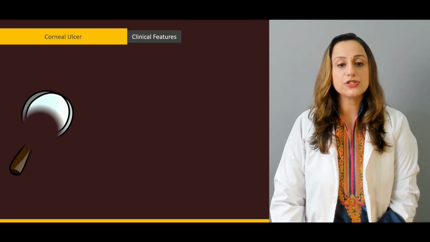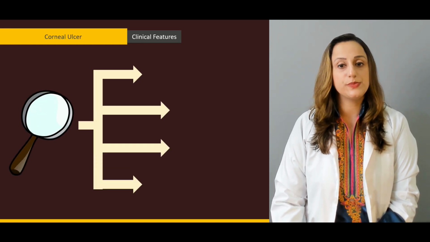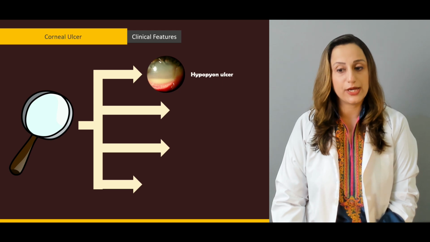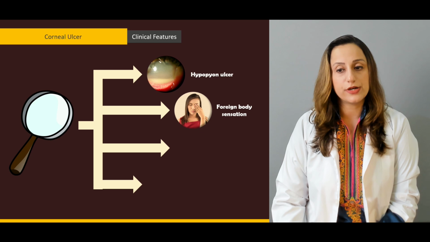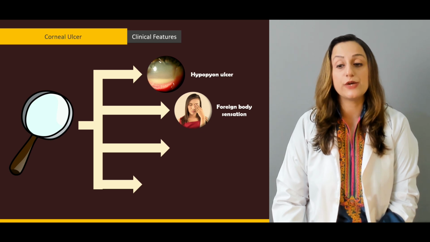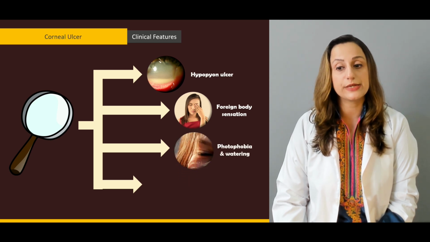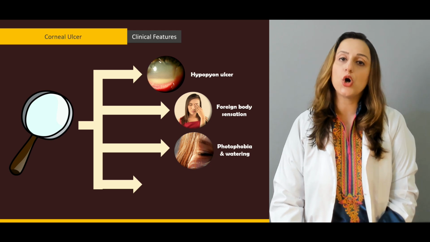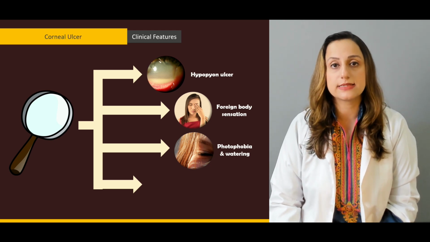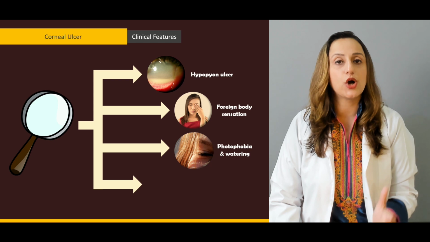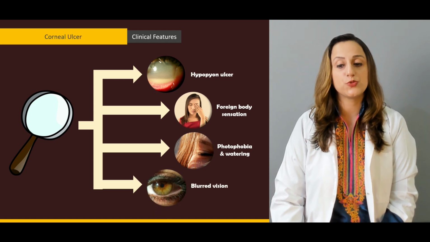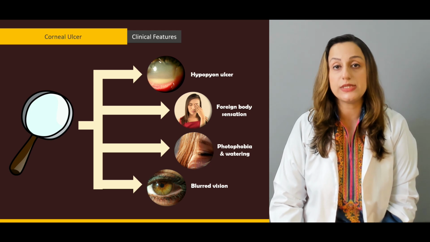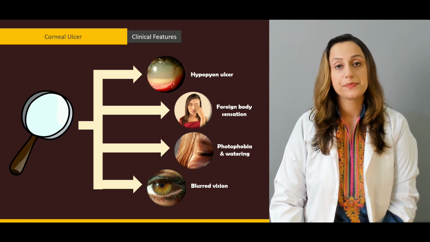The clinical features for the corneal ulcer that you'd be looking for include the hypopyon ulcer, which you would also be looking for in these kinds of patients. There would be a foreign body sensation that the patient would complain of. The patient would also complain of photophobia, that is, the inability to tolerate light, and watering, as well as blurred vision. So these are the symptoms mostly.